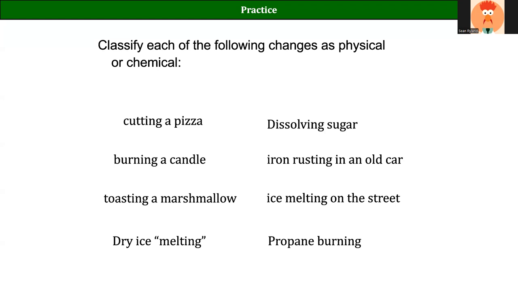Last but not least, another fringe case, cutting a pizza. You cut a pizza. Is that physical or chemical? Why? Still pizza. It's the same before and after. It tastes the same if you cut it versus if you don't cut it, right? But can you undo it?